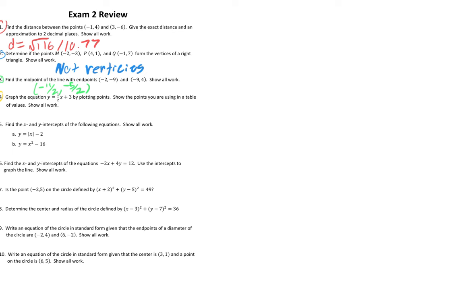So looking at question 4, we want to graph the equation y is equal to 1/2 x plus 3 by plotting points, but we want to use a table, right? So x and y. Let's do about 5 points. We want to start with points that are pretty easy to plug in, that make it pretty simple on us. So we want to do negative and positive x values.